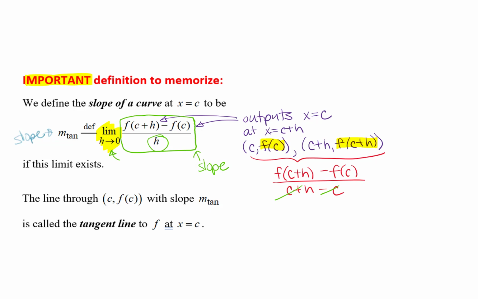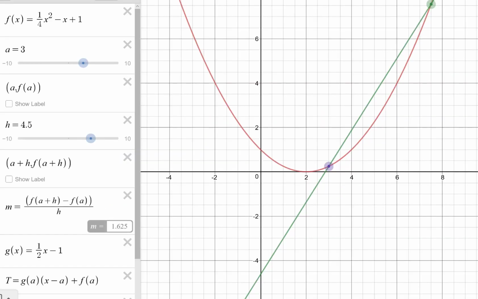Okay, and then the other part of the definition here at the end says that the line through the point at x equals c with that slope is called the tangent line to the function at that point, x equals c. Okay, so we're going to look at some graphs of that to kind of see what's happening with that. So I'm going to click over to some graphs. Okay, so what we're looking at here is a graph of a function, and it doesn't really matter exactly what the function is, but this one's a parabola, and I've got a secant line.